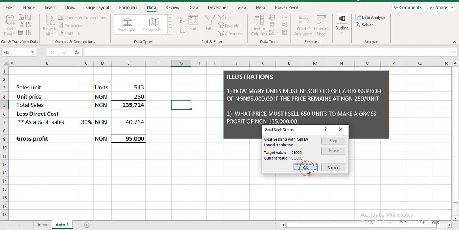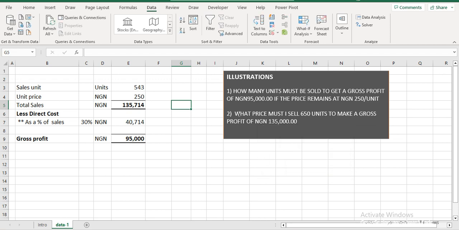Okay, now let's look at the second scenario. What price must I sell if I must sell 650 units to make a gross profit of 135,000 Nigerian naira? So my sales unit is already known, 650. I change to 650. My price, I don't know. So certainly for now, I don't know my price. Let me leave it that way. But I know my expected outcome, 135,000.